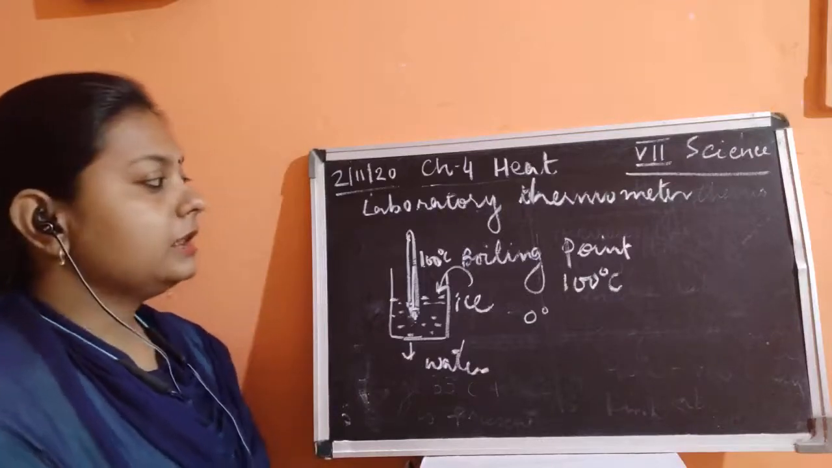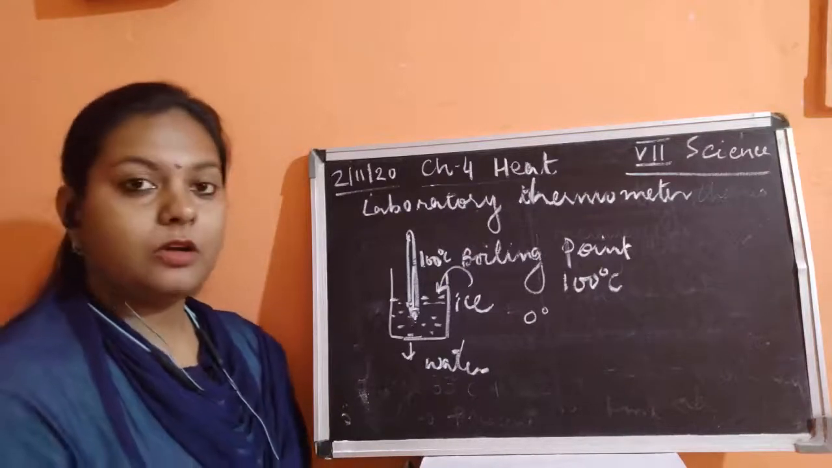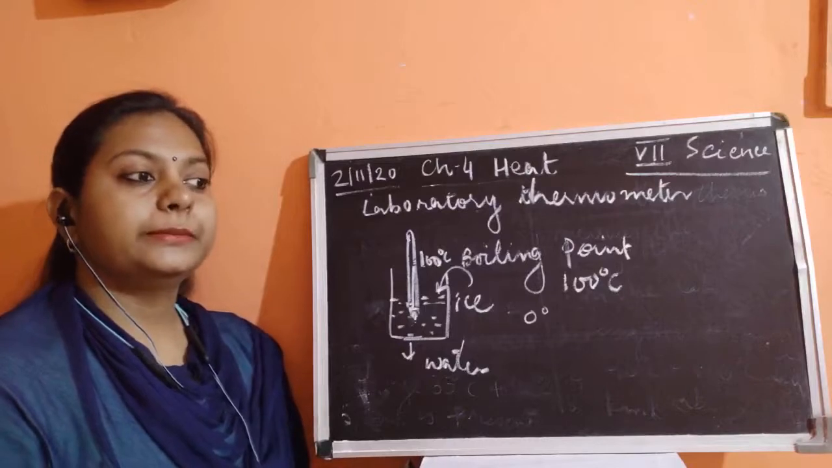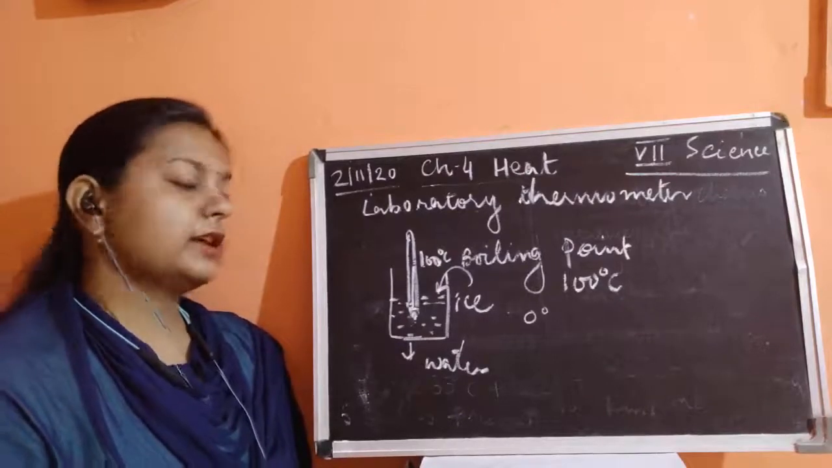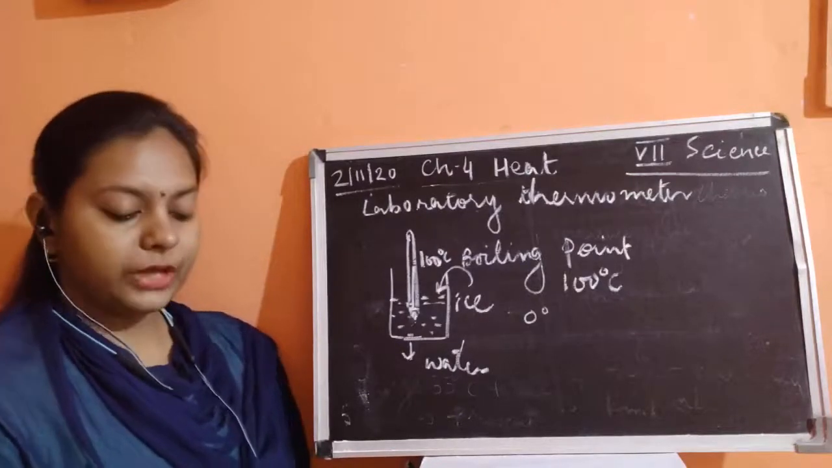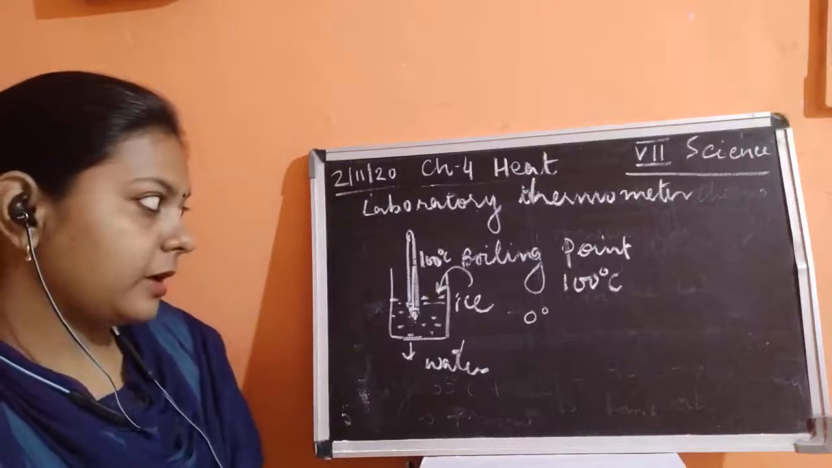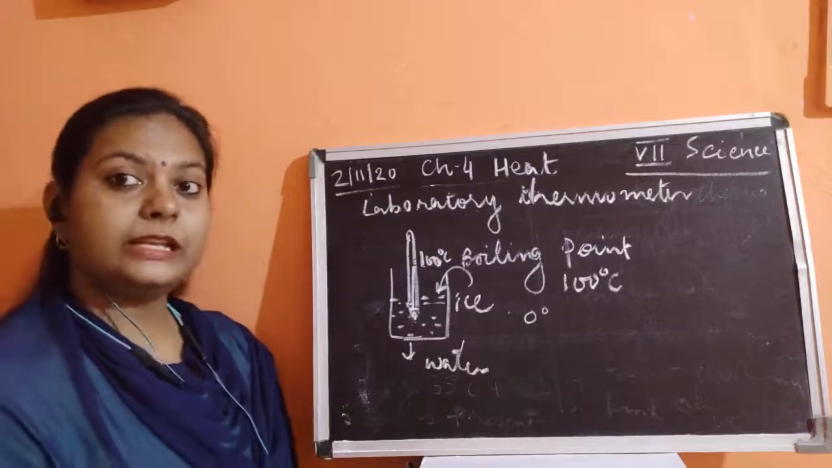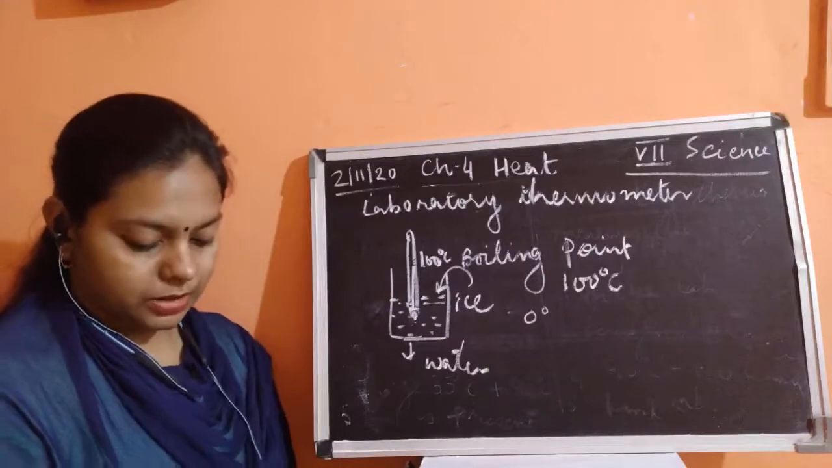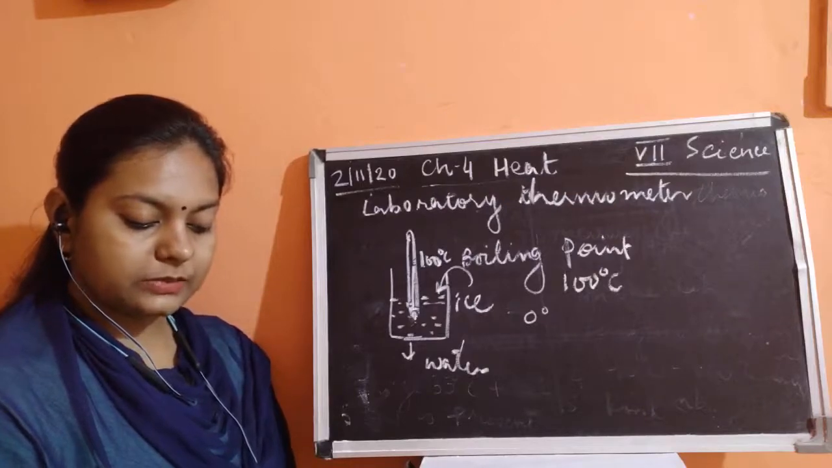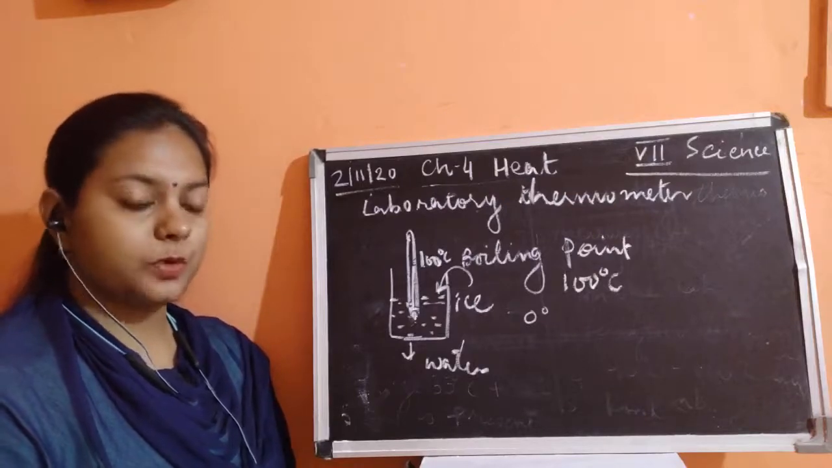You can say that freezing point, boiling point, and melting point of any object can also be seen using this laboratory thermometer. Okay, so this is how we are going to measure the temperature using laboratory thermometer, and this is the difference between clinical and laboratory thermometer. So compare the temperature of the water. Is there any variation in the readings? Discuss the possible reason. I have discussed the possible reasons.